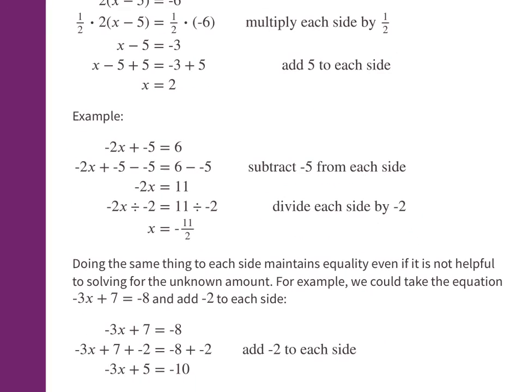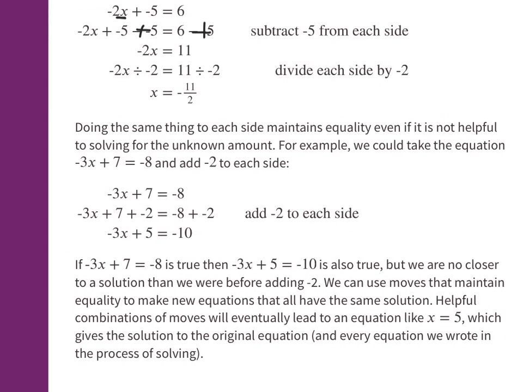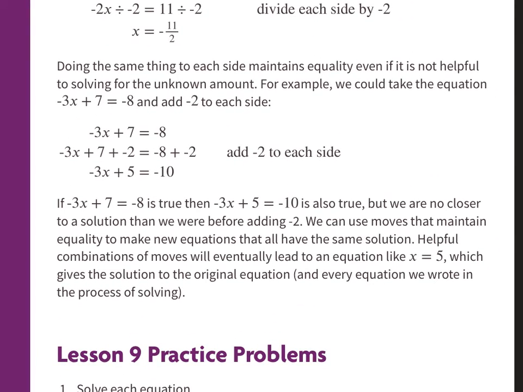The next one, negative 2x plus negative 5 equals 6. So here's the x. We get rid of the minus 5. To get rid of a minus 5, we do the opposite, which is add 5, or they subtract negative 5, which is the same thing. So then they have negative 2x equals 11. Well, to get rid of the negative 2x, divide both sides by negative 2, and they get 11 halves, or negative 5.5.